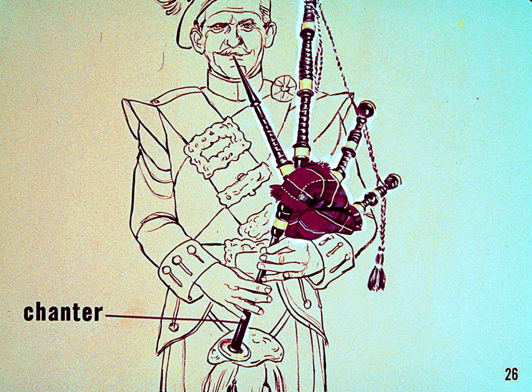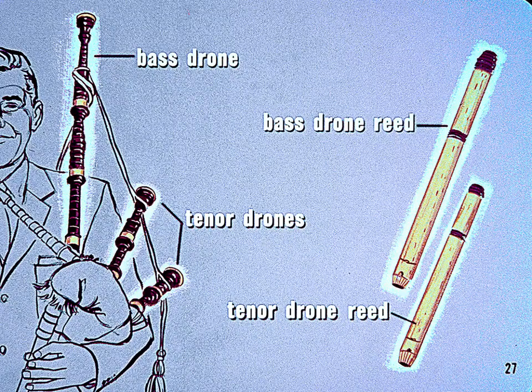Melodies can be played on the chanter by fingering 8 holes along its side. 3 pipes without sound holes, called drones, provide an accompaniment for the chanter. The long bass drone sounds the note A 10 tones below middle C. 2 short tenor drones sound A below middle C. The reeds for the bass and tenor drones look like those that you see.